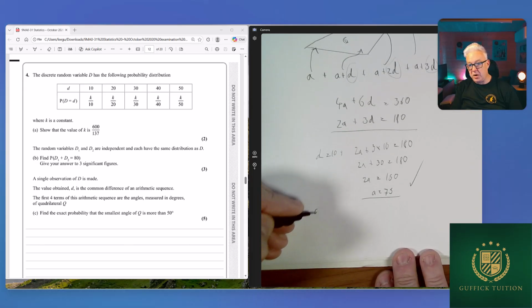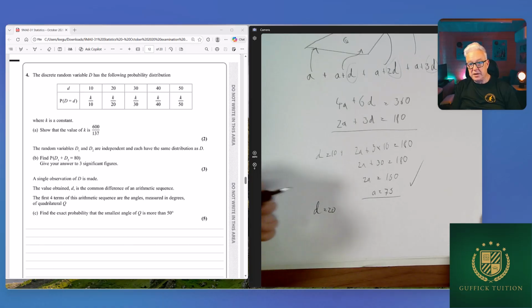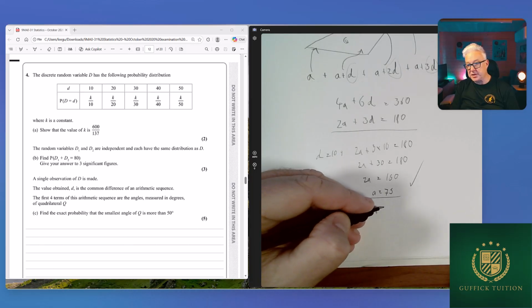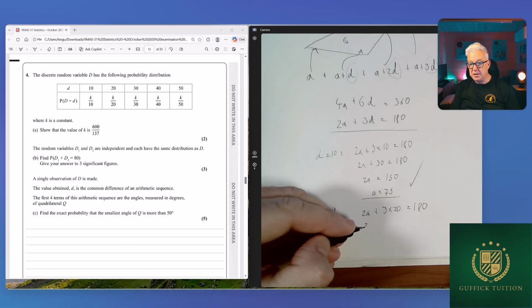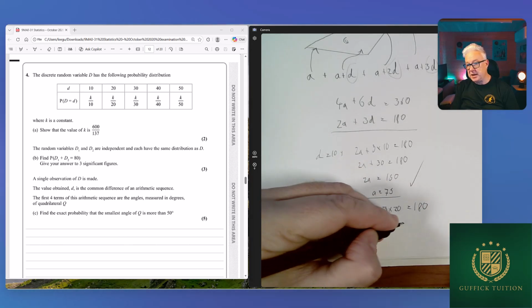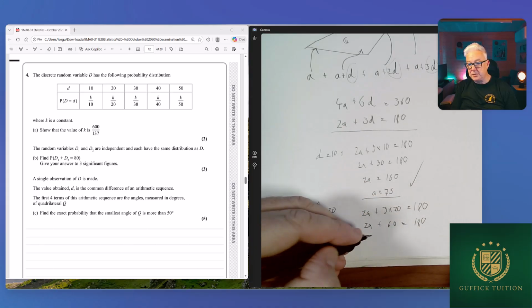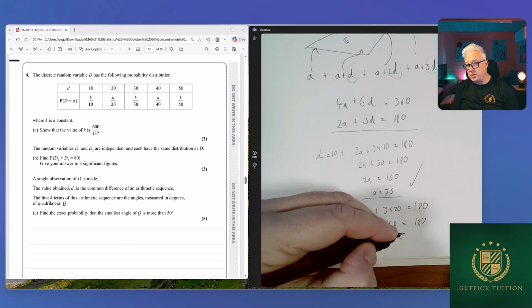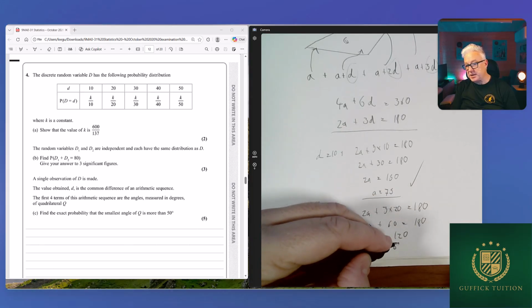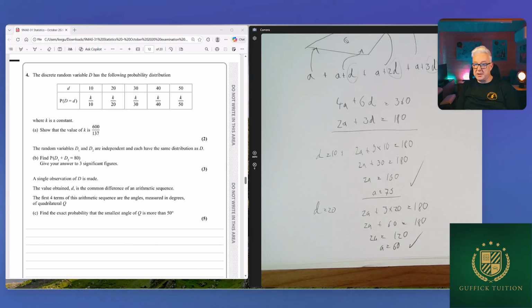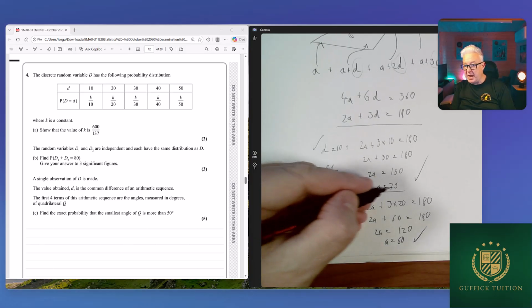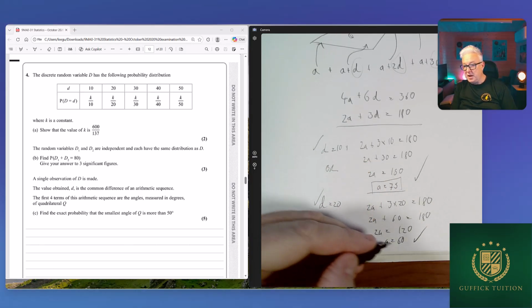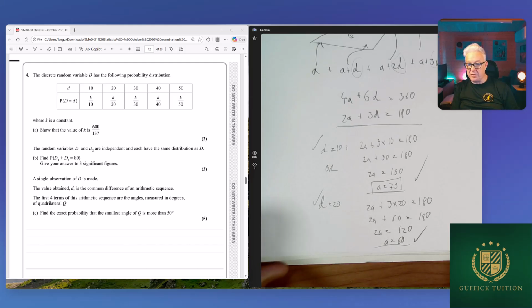We could have, let's see what happens if D is 20. So if D is 20, our 2A plus 3 times 20 has to equal 180. So 2A plus 60 has to equal 180. So 2A has to equal 120. So A has to equal 60. Well, that also works. Okay, so we're saying that D could be 10 or D could be 20. Because in that case we have A is 75, which is greater than 50. And in this case we have A is 60, which is also greater than 50.